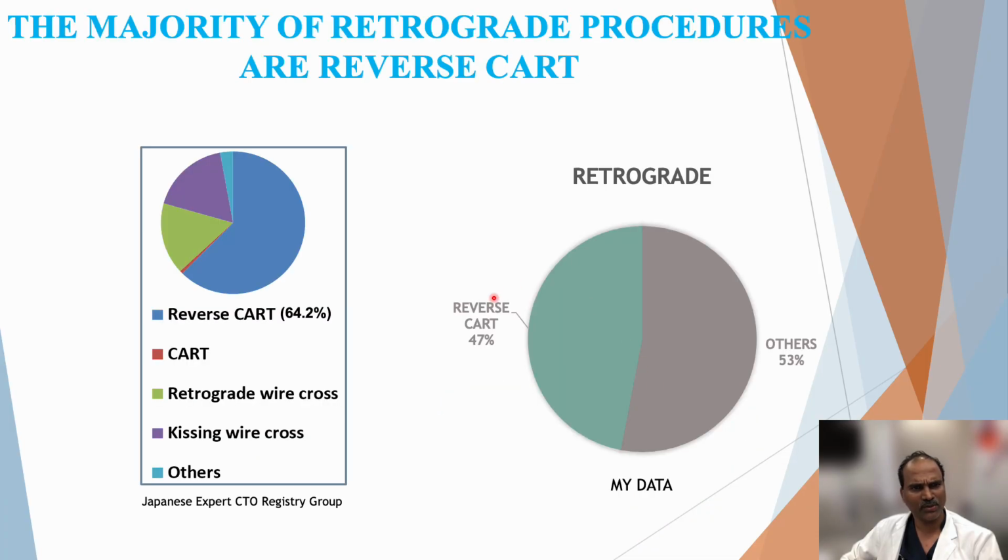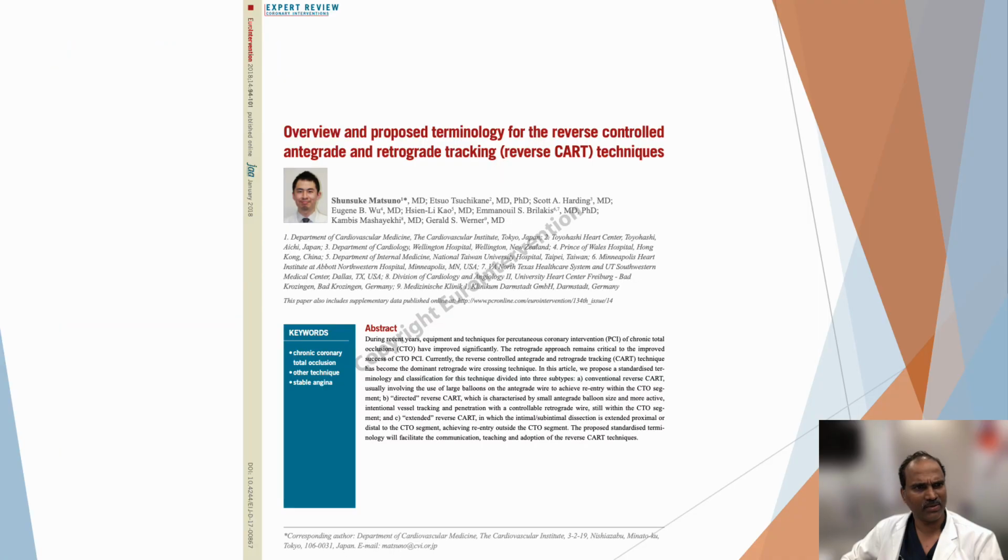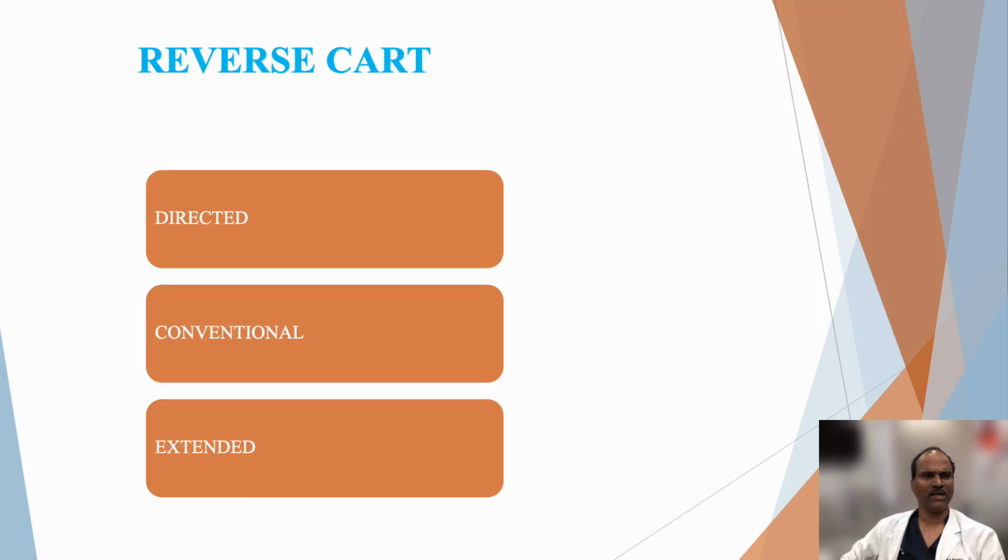The most common method used is reverse CART, to bring your retrograde wire into the antegrade space. This is my data, and in general the data shows 64% is reverse CART. So there are different reverse CARTs, but since this article came, these are the 3 reverse CARTs which we should understand.